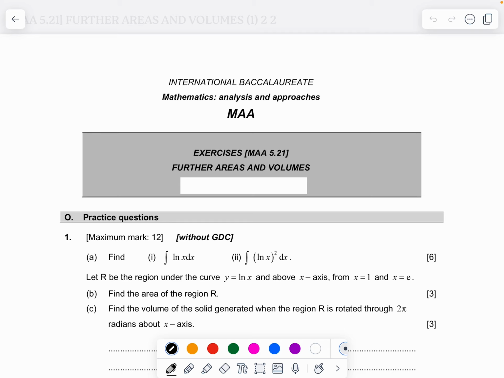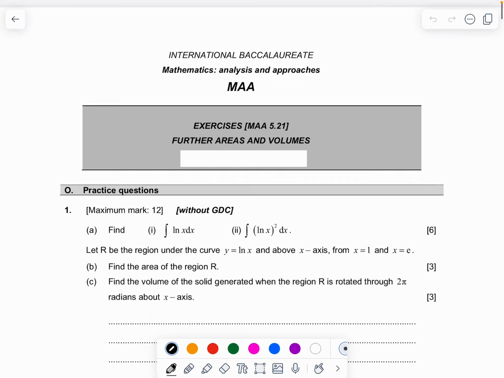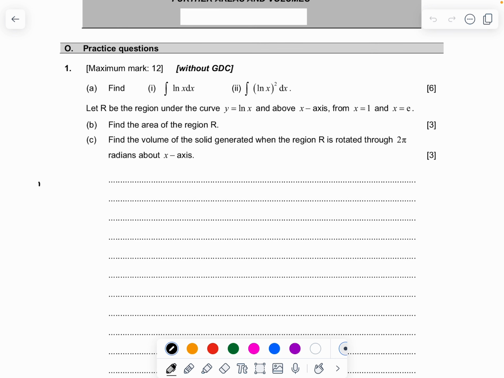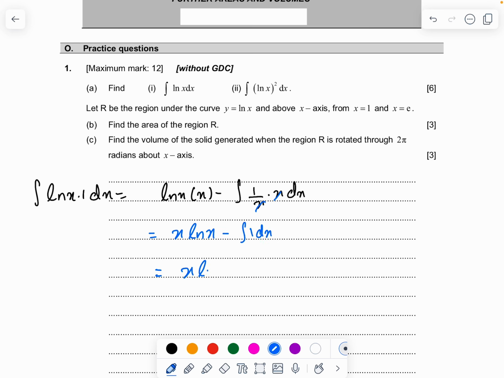So the first question, find the integral of ln x. Integral of ln x times 1 dx. So first function is ln x, second function is 1, so it is x ln x minus integral of 1 upon x times x dx. Then again x gets cancelled. So what am I going to get? x ln x minus integral of 1 dx, which is x ln x minus x plus c.